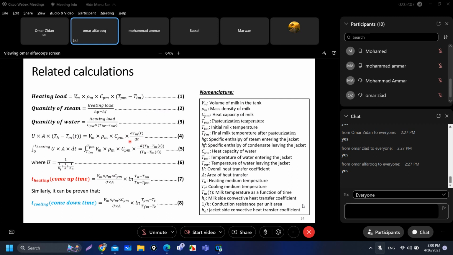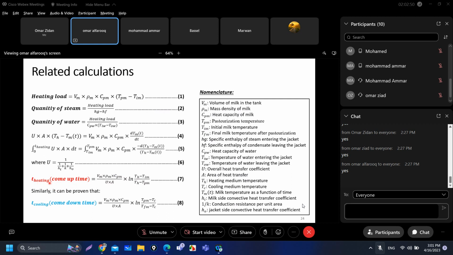We can separate the time variable to the left side and the temperature variable to the right hand side. Okay, integrate both sides, and you will end up with the heating time, or what we call the come-up time. It's a very important factor that needs to be predicted, which is Vm rho m Cpm divided by UA times ln of (TH minus the initial milk temperature) divided by (TH minus the pasteurization temperature), where TH is the heating medium temperature. Okay, the heating time is an important factor because we rely on the heating time, and then we have the holding time, and then we have the cooling time.